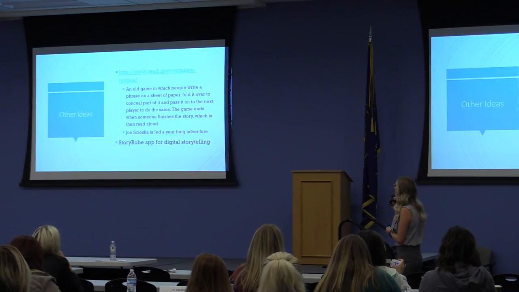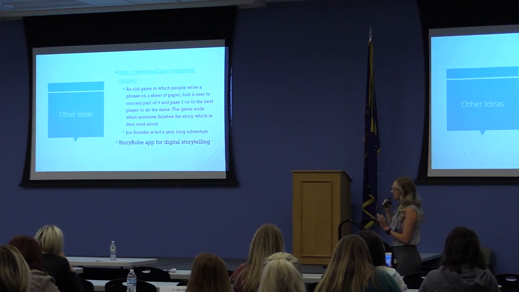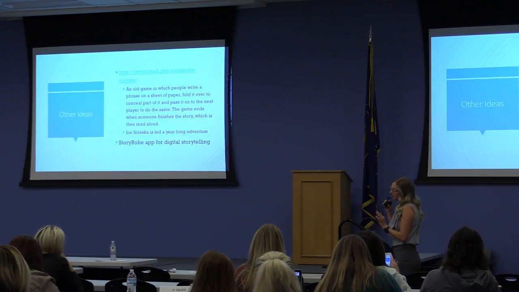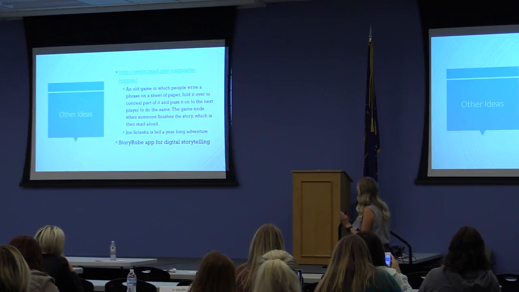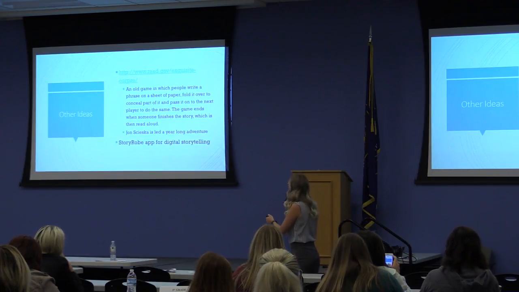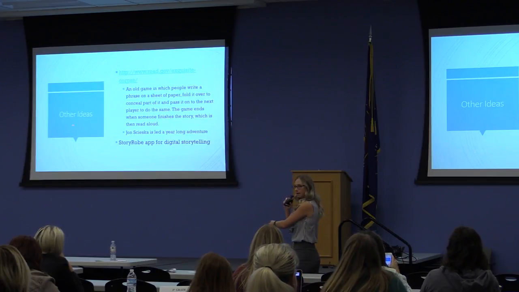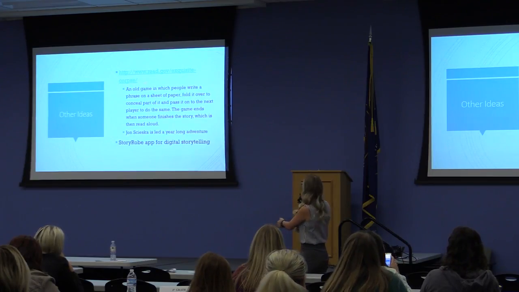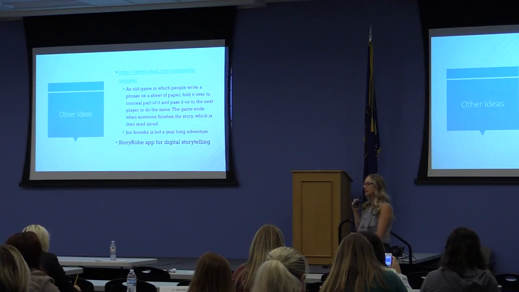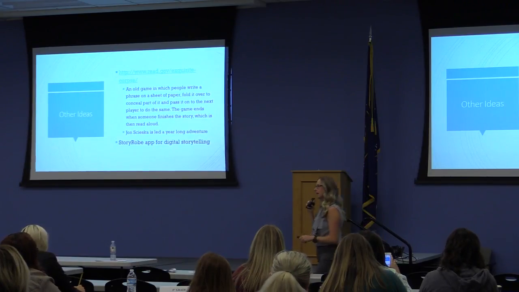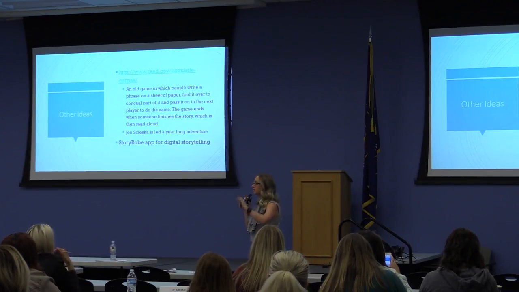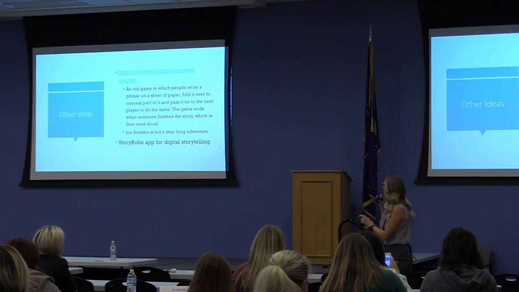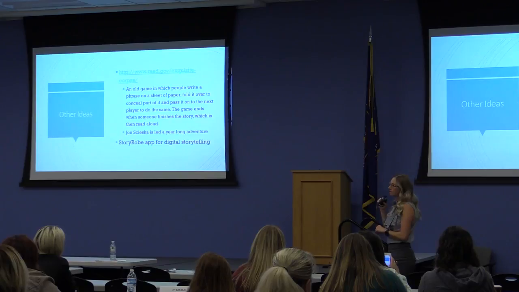So some other ideas. This wouldn't be appropriate for K-1, I'm just throwing it out there. But you could use StoryRobe. It's an app. Anybody have StoryRobe as an app on there? Anyone? No? Okay. So StoryRobe is an app for digital storytelling. So the kids have the story and then they can actually upload their own illustrations and stuff to make their own book. And then there's the Read Aloud, the Exquisite Corpse, is what it's called.